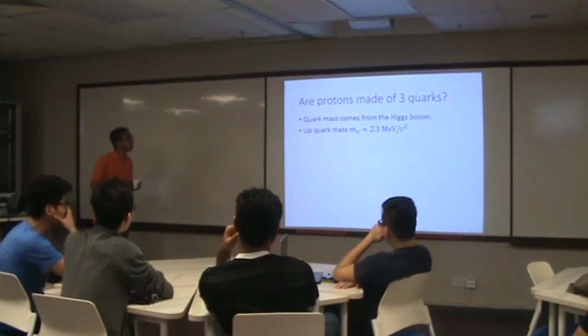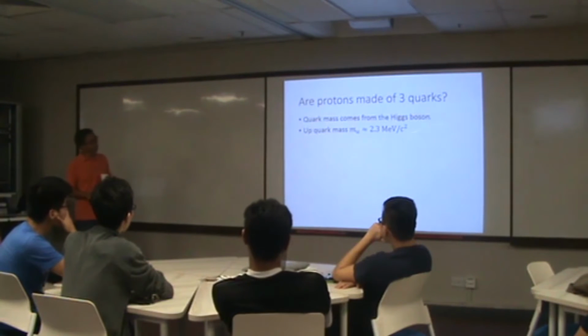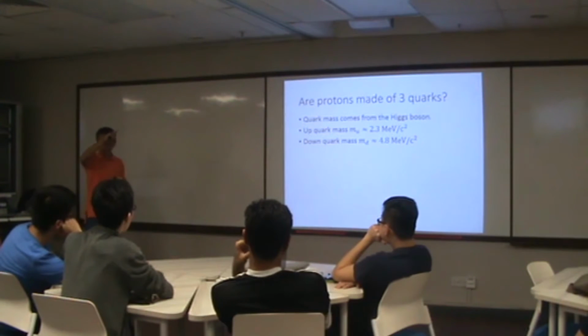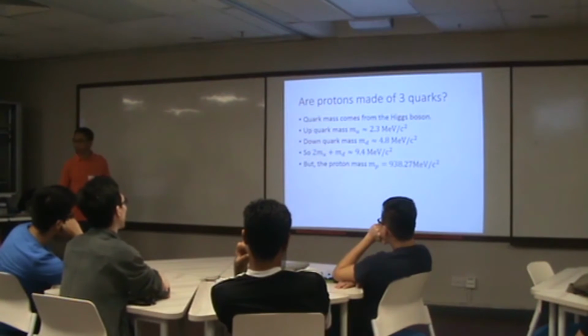Okay, now let's look at these numbers more carefully. Up quark mass from the previous slide is approximately 2.3 MeV, divided by c squared if you don't use atomic units. Down quark is slightly heavier, it's 4.8. Unlike top and bottom, where top quark is heavier than bottom, up is lighter than the down. You can add them up. For proton, 2U, 1D is 9.4, and proton is 938.